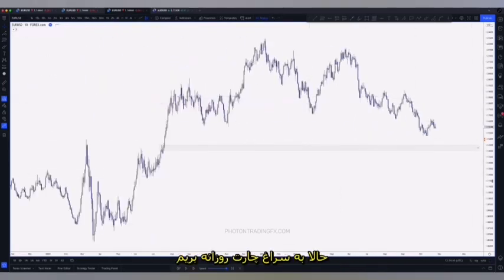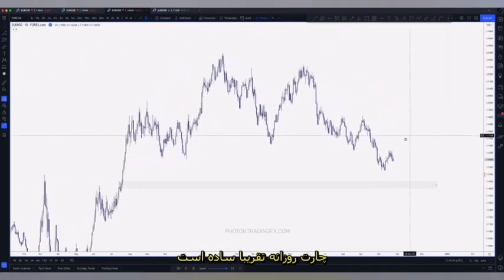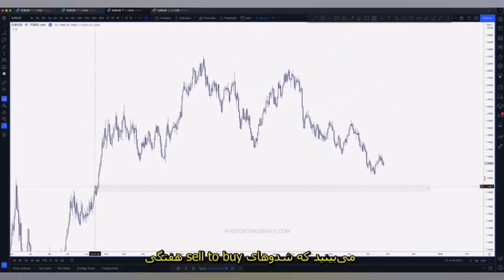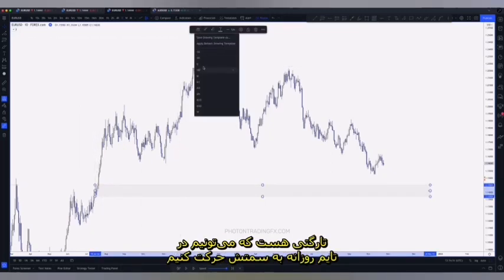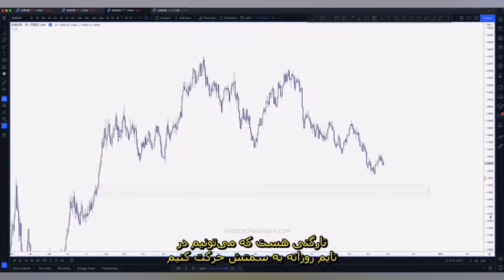Daily chart, let's have a look. So the daily chart is pretty simple. You can see those sell to buy wicks on the weekly chart. It's essentially this sell to buy demand zone on the daily chart. So that'd be our next key level that we could potentially target on the daily.